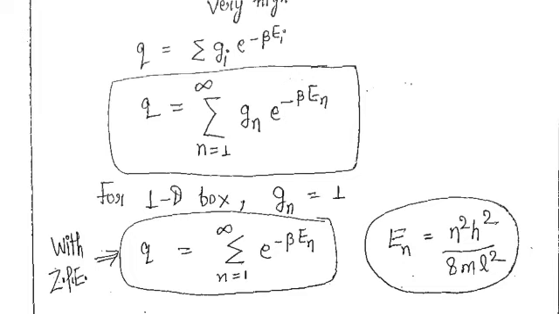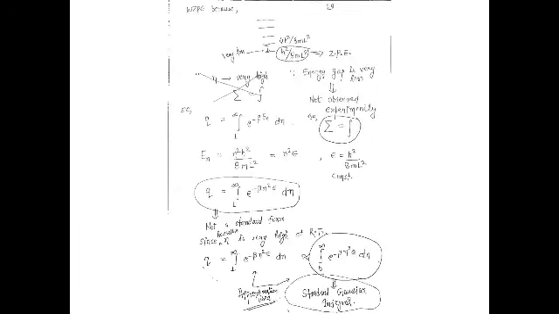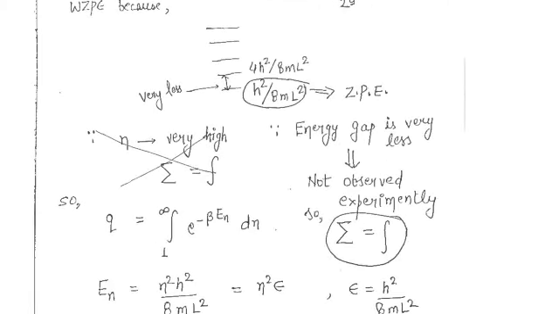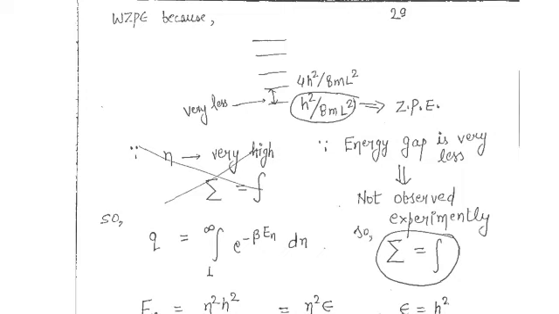Look here, we are just representing the energy levels. As you can see, there are certain levels of energy, and we have put the value of n.